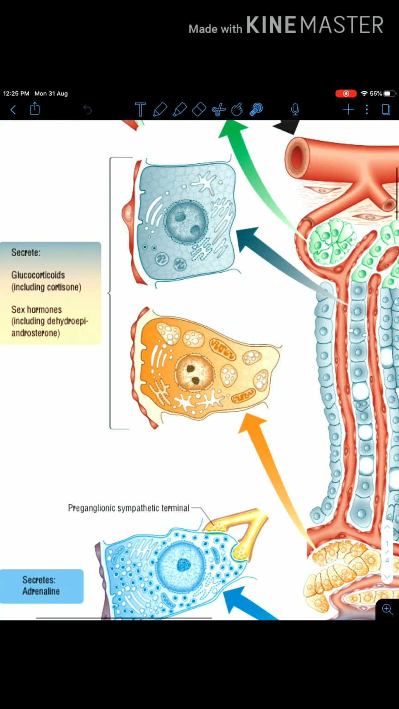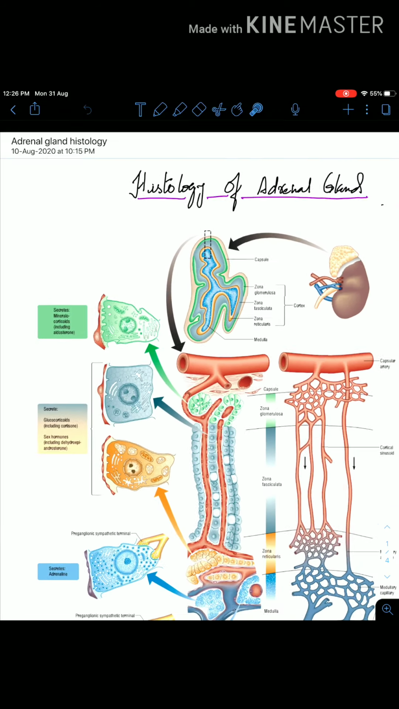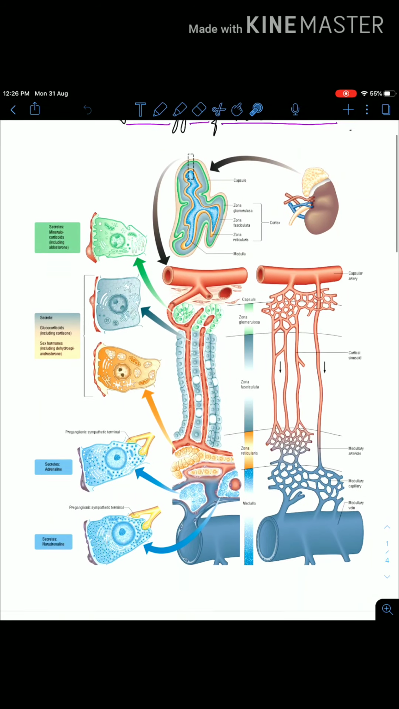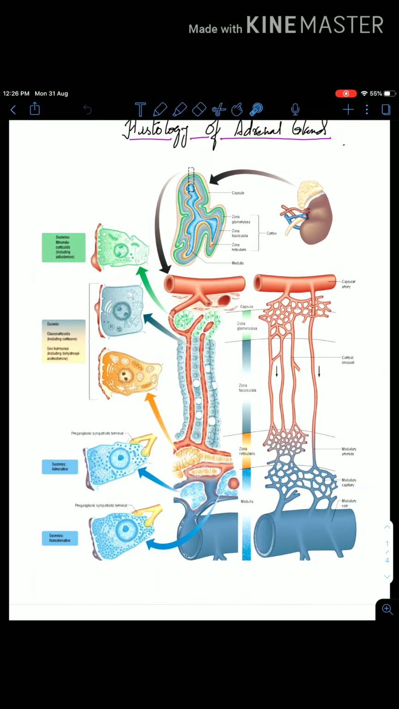And the second thing is the secretions that are being secreted by the cells of the three zones of the adrenal cortex. The zona glomerulosa cells will secrete the mineralocorticoids. The zona fasciculata cells will secrete the glucocorticoids, and the zona reticularis cells will secrete the weak androgens. So these are the three secretions that are being produced by the different cells of the three zones of the adrenal cortex. Now this is all about the histology of the adrenal gland.